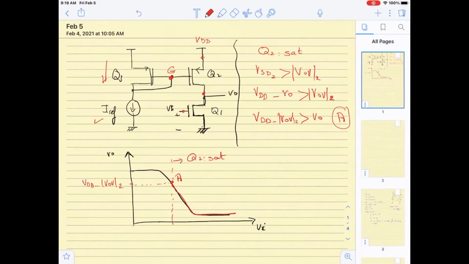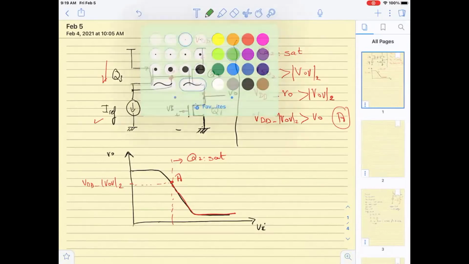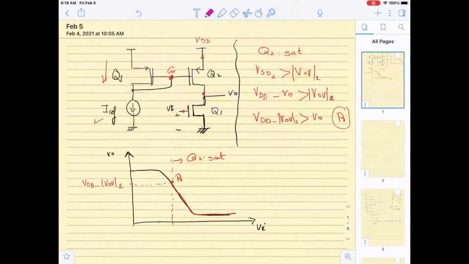So we solved the first riddle. Anybody has a question? Great. Now we need to look at Q1.